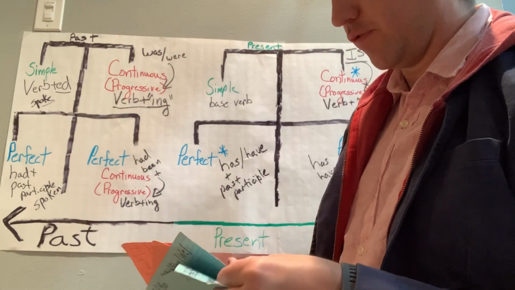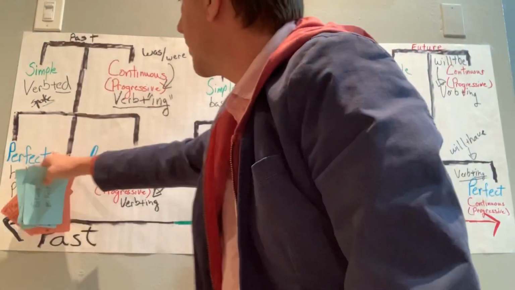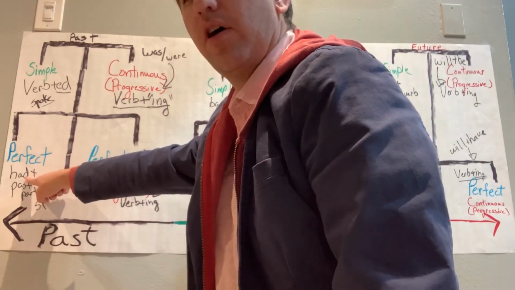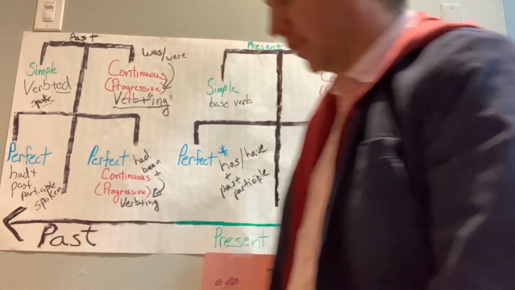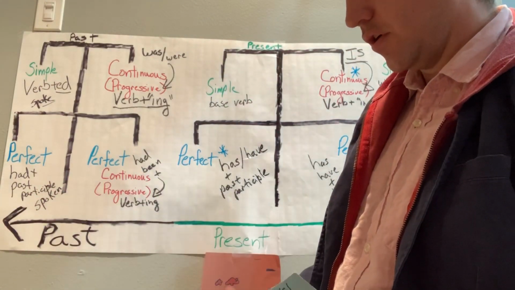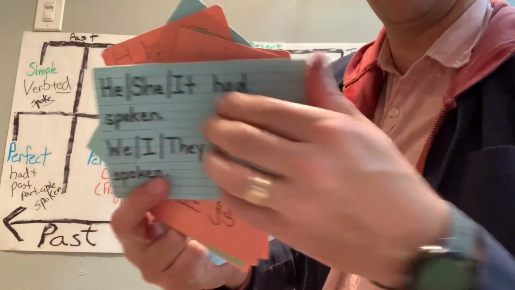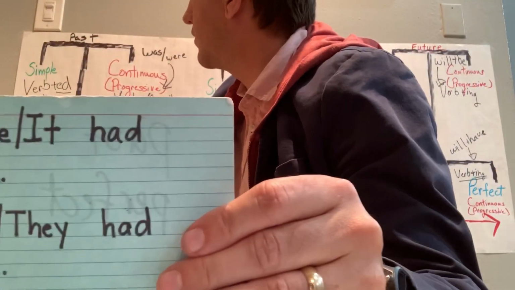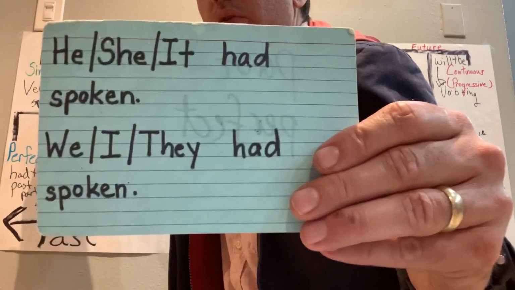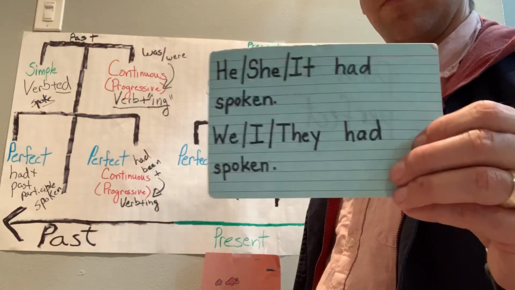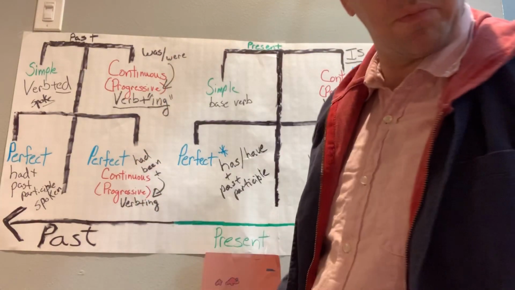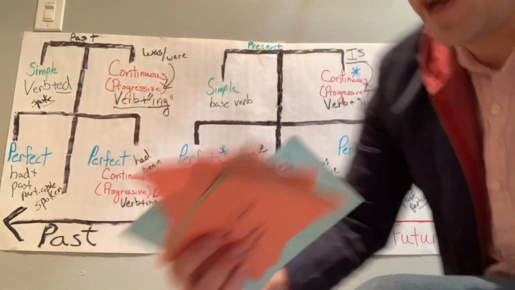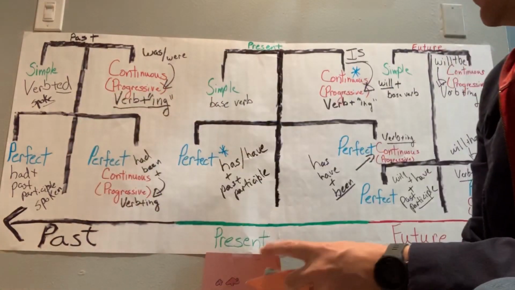If we're looking at our perfect forms, our past perfect, we're going to use the auxiliary verb had. Had is referring to the past, and our past participle. So our past perfect example here is he, she, they had spoken. And you notice we're not using the simple past form spoke, we're using spoken. So always use the past participle. For most past participle forms, you can just add ed, but for irregular verbs, they change form like spoke, and so will past participles.